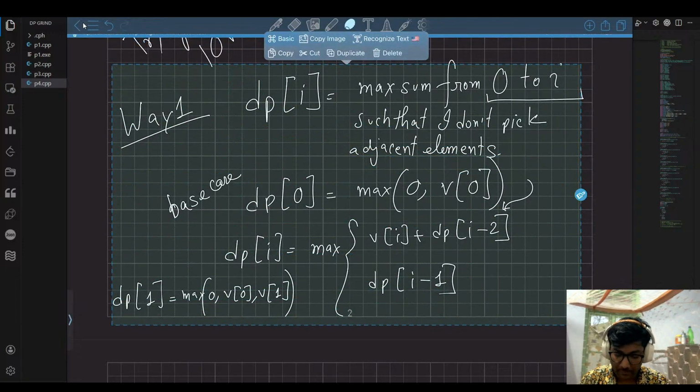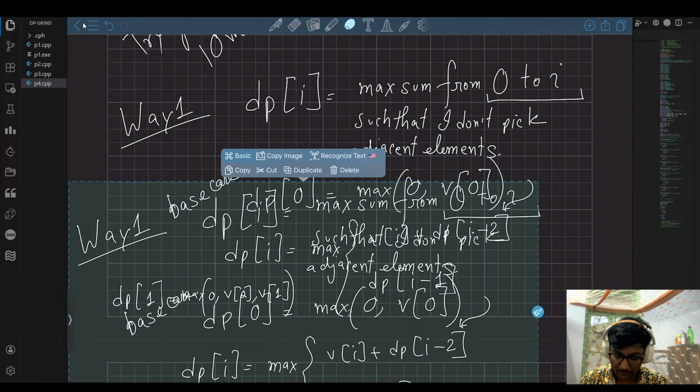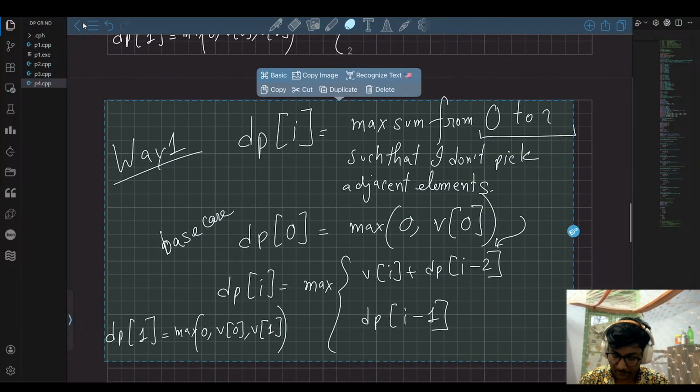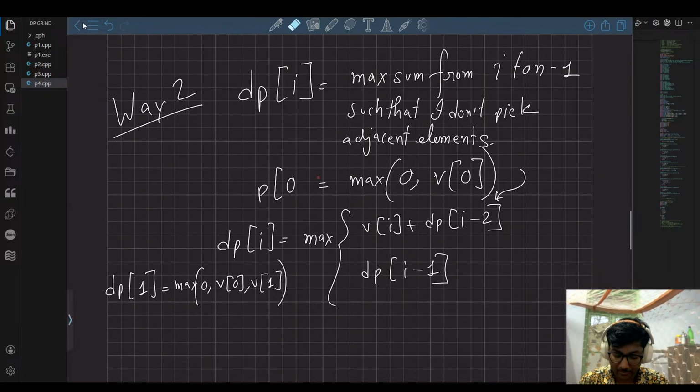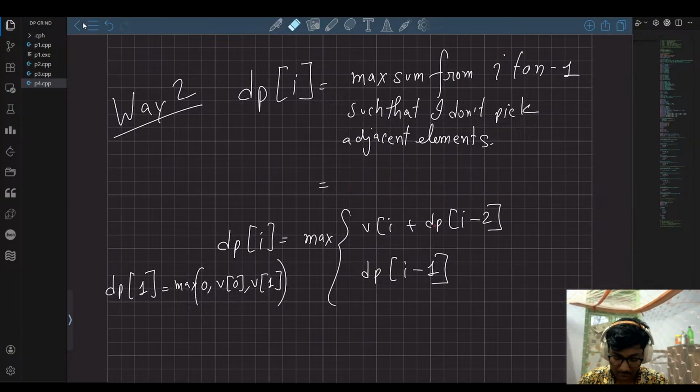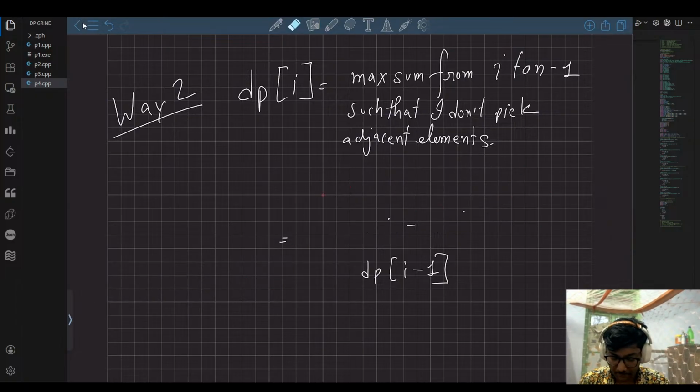Let's try to define way number 2. Here we will define maximum sum from i to n minus 1 such that I don't pick any adjacent elements. Of course, everything will change based on the definition.